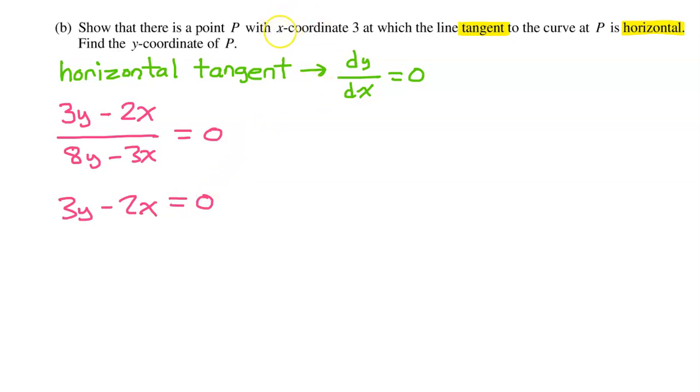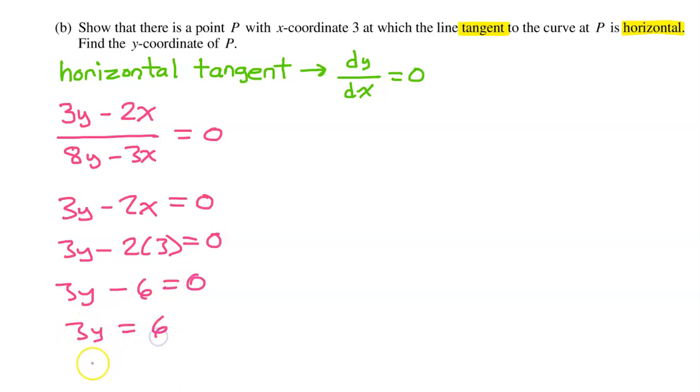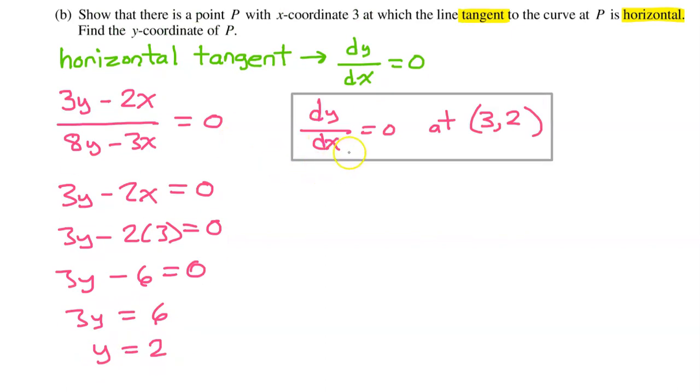We are supposed to show that point P with x-coordinate 3 is the point of tangency that causes the slope to equal 0. So let's let x equal 3 and see what the y value is that goes with it. So we have 3y minus 2 times 3 is equal to 0. So 3y minus 6 is equal to 0, which means 3y is equal to 6 and y is equal to 2. So far we have shown that dy/dx does equal 0 at the point (3, 2).